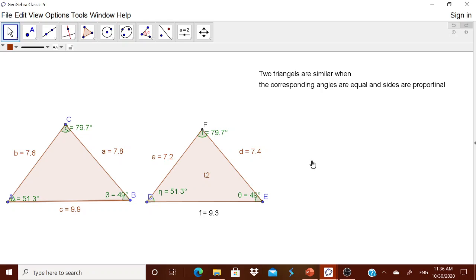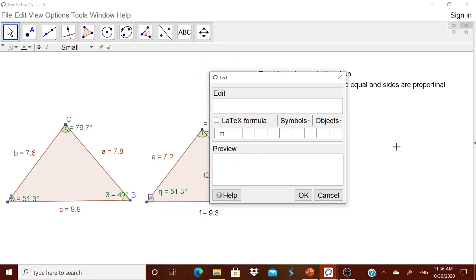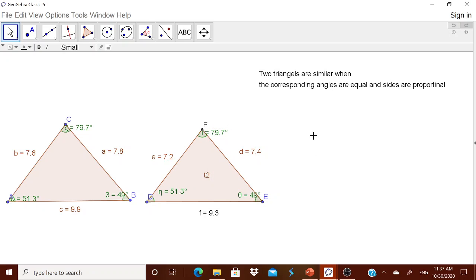Okay, now the first property which you want to tell the children is that the corresponding angles are equal. Okay, now the child can understand that. What do you mean by that? By corresponding angles, you mean that angle A is equal to angle D.